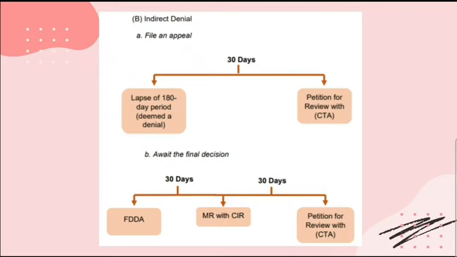And the taxpayer may either: A, file an appeal to the Court of Tax Appeals Division within 30 days from the lapse of the 180-day period, in which the taxpayer assumes that the protest is impliedly denied; or B, await the final decision of the CIR or his duly authorized representative, in which case he cannot proceed to the Court of Tax Appeals Division until the CIR denies his appeal, and then appeal such final decision to the Court of Tax Appeals Division within 30 days after the receipt of a copy of such decision.